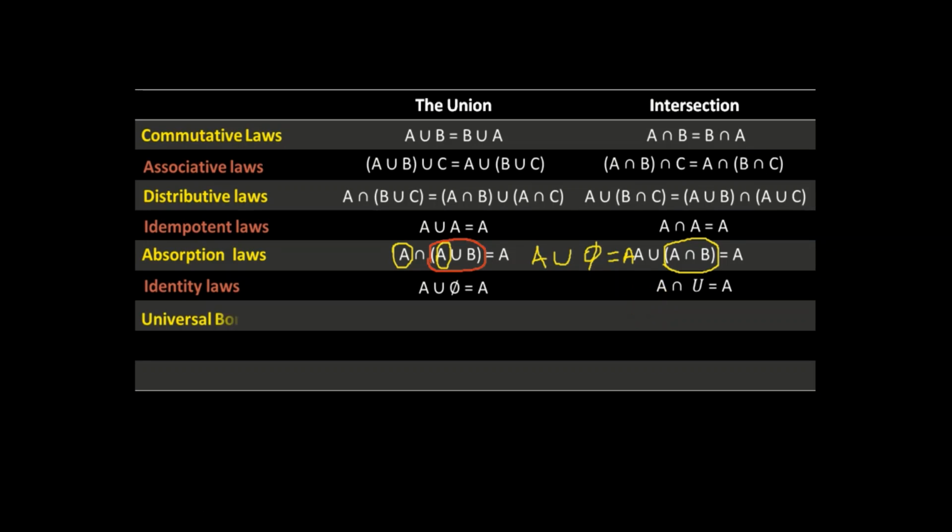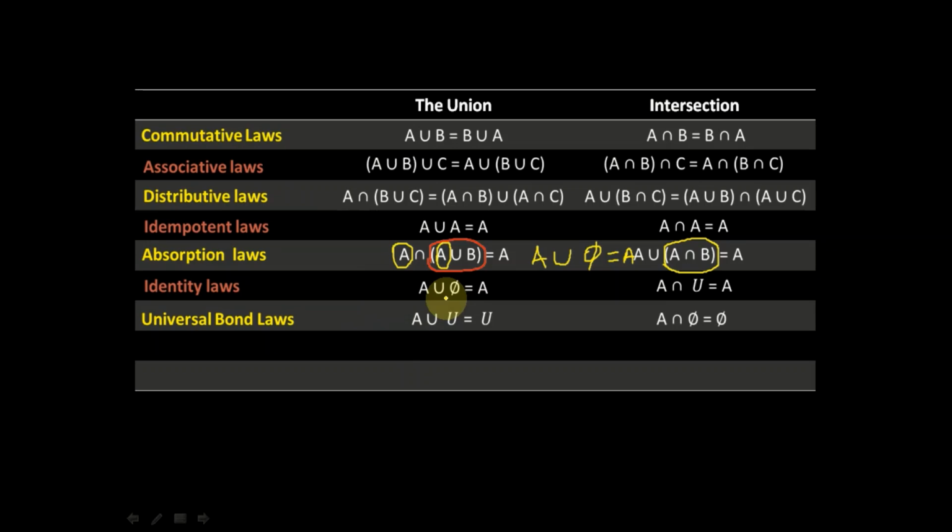Okay, now we have the universal bound law. Under the union column we have the union of A and the universal. What is the union of A and the universal? The universal is just all those sets that are available there, right? So now when we join A and the universal, we just end up having the universal because at the end of the day we will have all those sets that are available there.